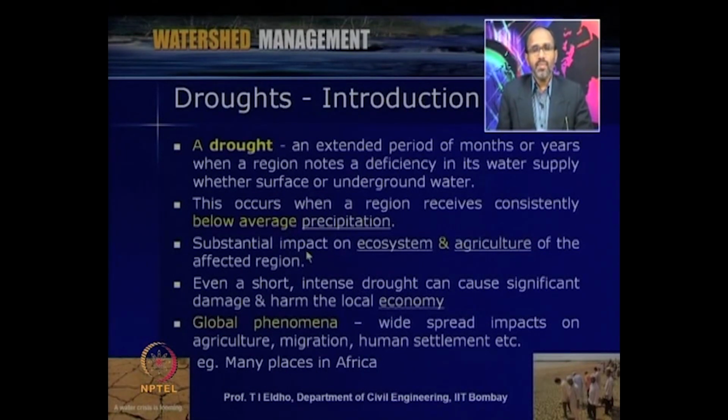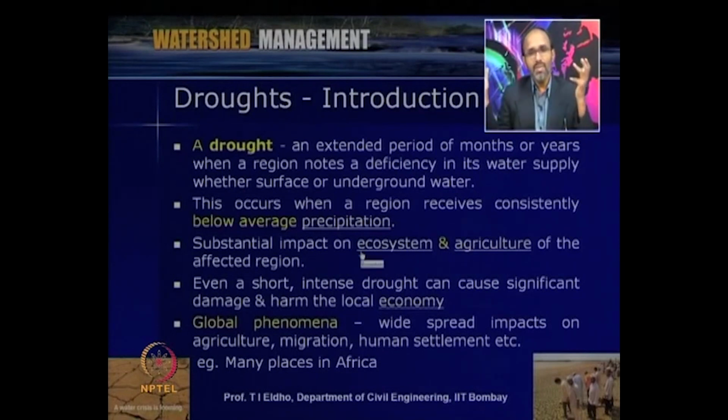When we look at the drought situation in many countries or many locations, we can see that there is substantial impact of drought on the ecosystem, agriculture, human beings, flora and fauna. In the affected region there is no sufficient water, in terms of either surface water or groundwater. That is a major issue. Even a short intense drought can cause significant damage and harm the local economy.